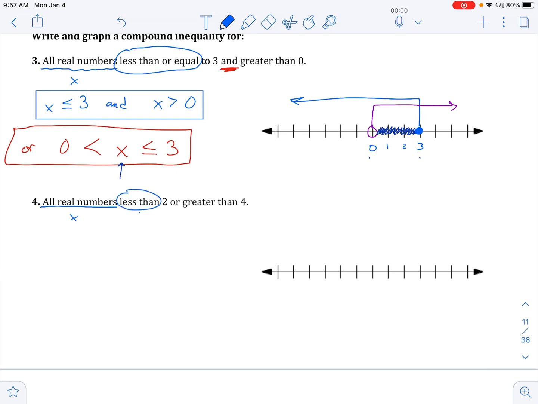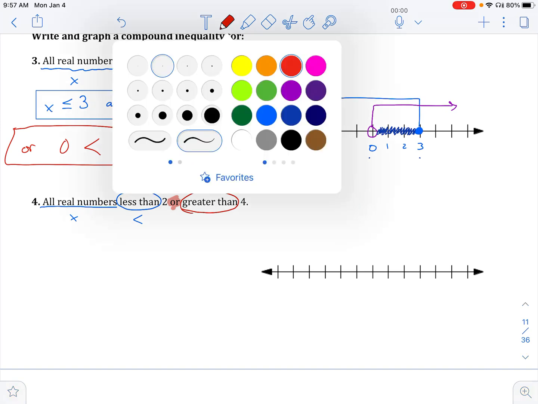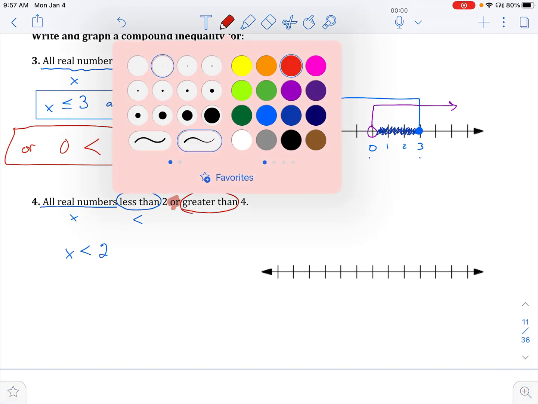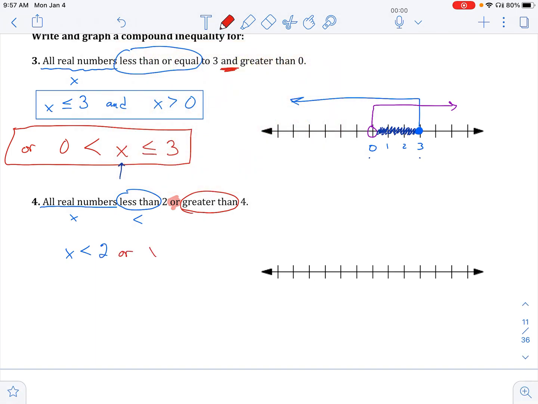When I slide down to example 4, we are going to graph all the real numbers less than 2. And then we have the important word here. We're going to highlight this in red. Or we need those numbers that are greater than 4. Again, we're going to need to write this as two inequalities because it is an or statement. And we cannot write it where x is between, like we did up here on the one above. So as I write this here, I'm going to get x is less than 2. And then I'm going to use that word or. We say all real numbers x that are greater than 4.